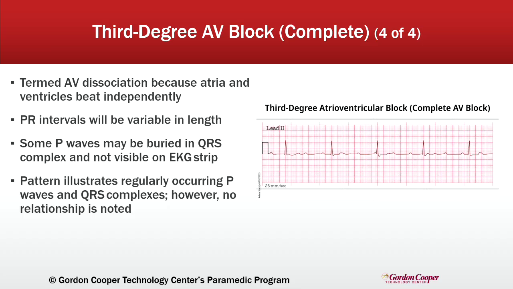Some of the P waves might get buried inside the QRS, making them difficult to see on the EKG strip. But you'll see a regular pattern of P waves and a regular pattern of QRS complexes, with no meaningful connection between the two. This is the hallmark of AV dissociation. The heart's essentially out of sync between the atria and the ventricles. This situation can be pretty dangerous because neither the atria nor the ventricles are working together to pump blood effectively, which can lead to a significant reduction in cardiac output.